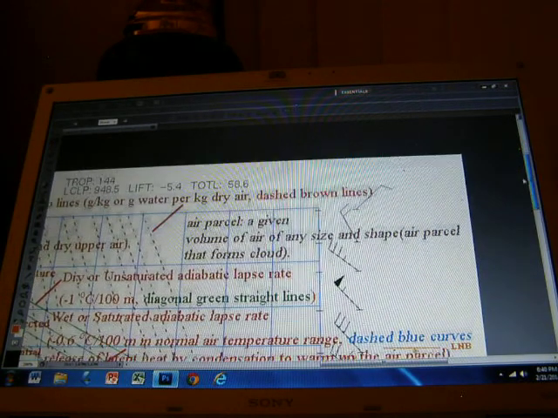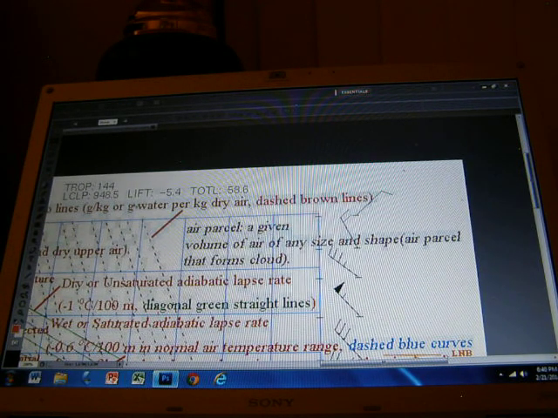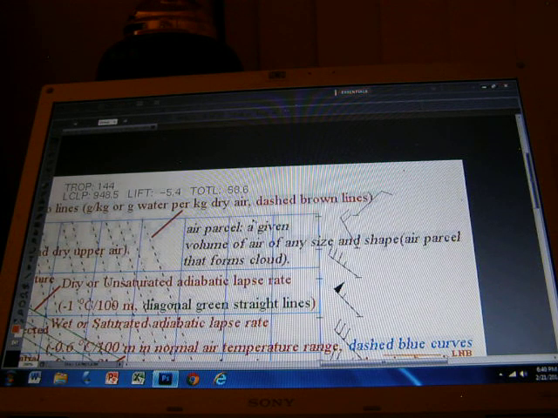We talked about the lifted index and the total index. Those are the indices used for forecasting or predicting the occurrence of severe thunderstorms, either tornado or thunderstorm. We call it severe weather. In this case, -5.4, which is unstable, and there's a possibility of occurrence of thunderstorm or tornado.